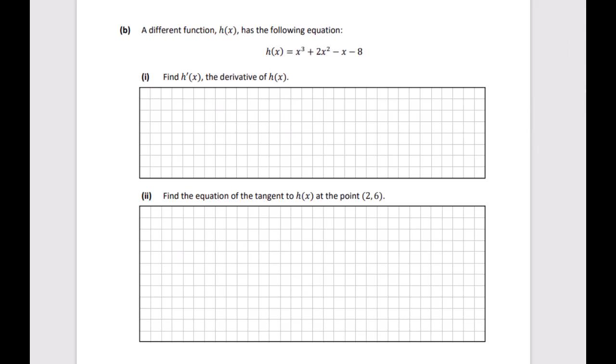A different function h of x has the following equation. H of x equals x cubed plus 2x squared minus x minus 8. Find h prime x, the derivative of h of x. So all we've got to do is differentiate that function.